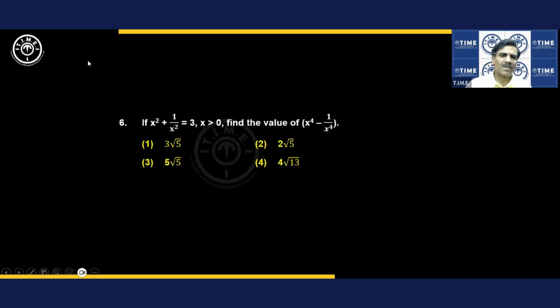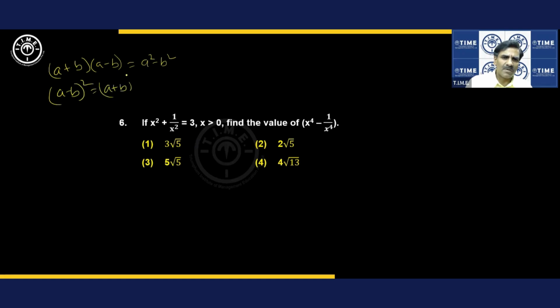This is based on, we all know a plus b into a minus b is nothing but a square minus b square, right? And we all know a minus b whole square is nothing but a plus b whole square minus 4ab.